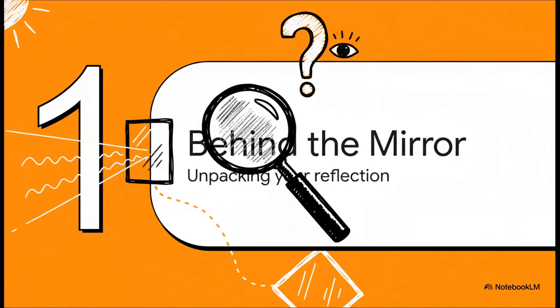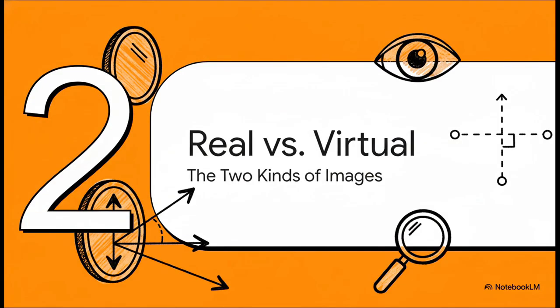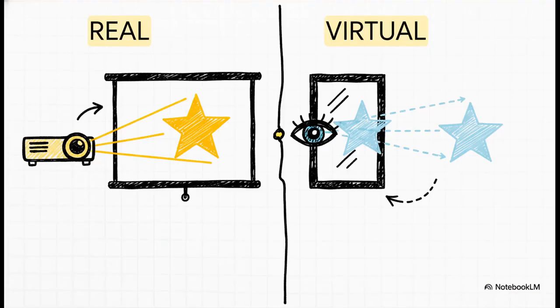We're about to go on a little investigation, and our very first clue is figuring out what kind of image we're even looking at. You know, in the entire world of optics, with all the different mirrors and lenses you can think of, it turns out every single image you could possibly see is one of just two types. That's it, just two. Real or virtual. That's the whole shebang. If you can get your head around this one difference, it's like having the master key that unlocks everything else about mirrors. So, what is the difference?